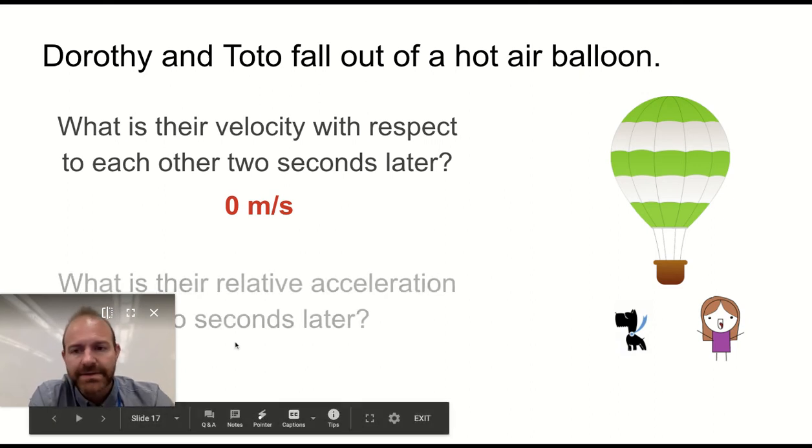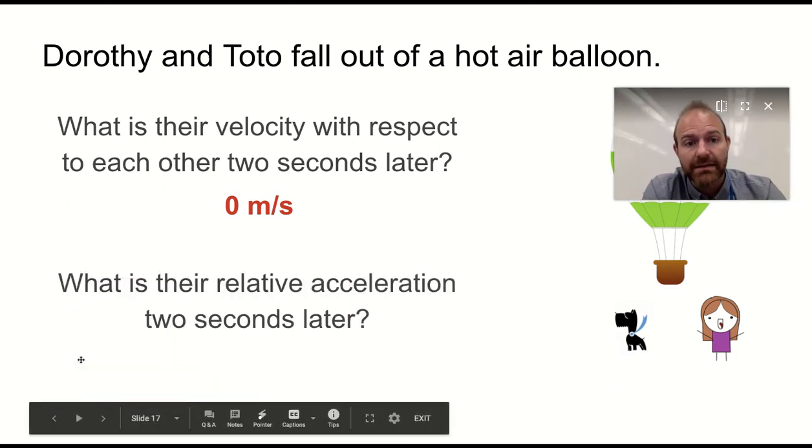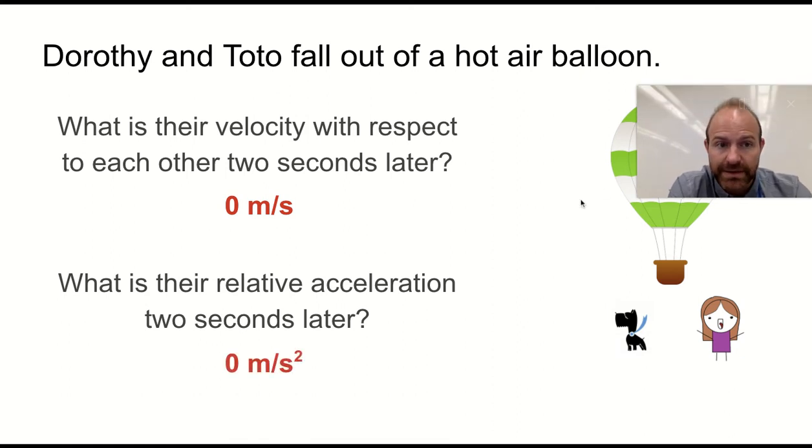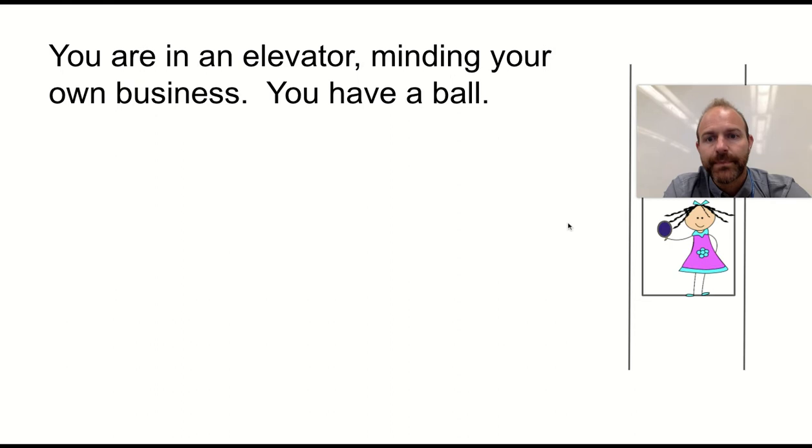And the reason for that is they accelerate down at little g the whole time, right? So their acceleration relative to each other is 0. They keep gaining speed at the same rate relative to the ground, and relative to each other, they never have any difference in velocity, and their acceleration is not different either.